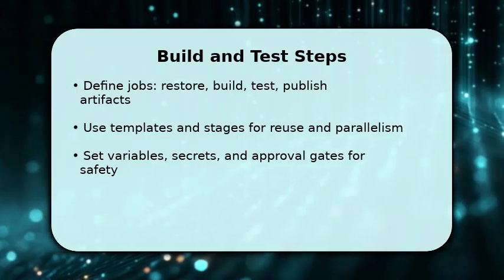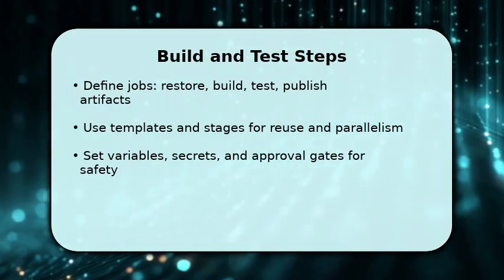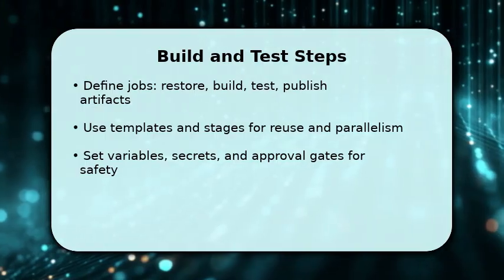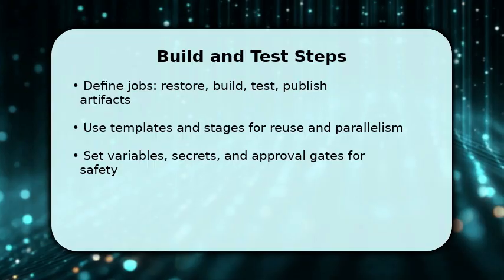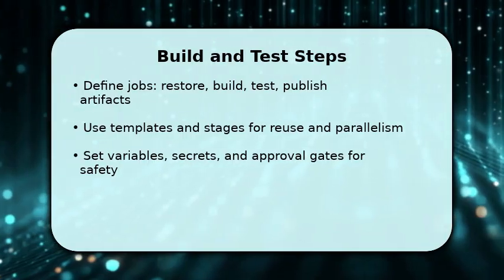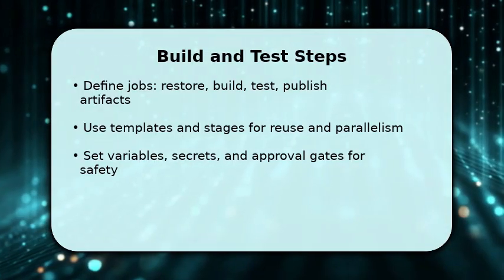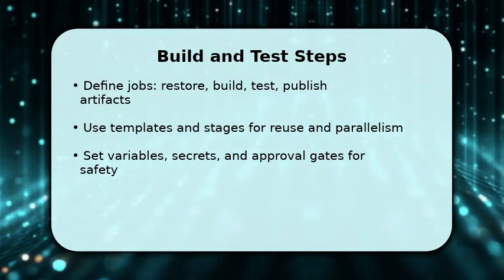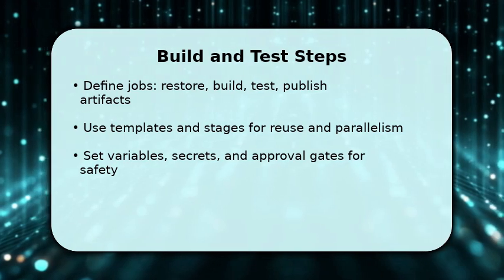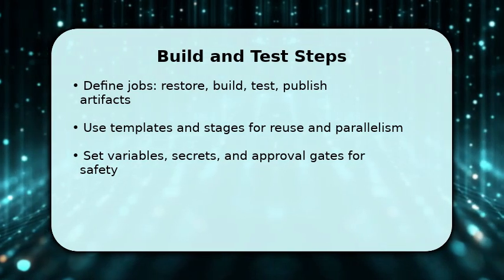This speeds feedback. Make templates for repeatable tasks like Docker build or SonarQube scan so you reduce duplication. Also store credentials in variable groups and Azure Key Vault, and add branch policies or manual approval gates. This ensures secure, auditable promotion from build to release. Make sure to fail fast on test regressions.